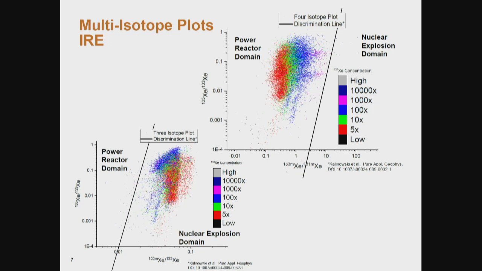Now let me go up to the upper right-hand corner, the 4-isotope plot. There are a couple things interesting here. One, most of the data points clearly fall in the nuclear power reactor domain. So we don't see very many on the nuclear explosion side. If you look at the data points, I think there are like 8 data points that are on the right side of the discrimination line.